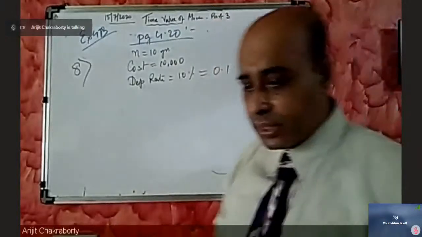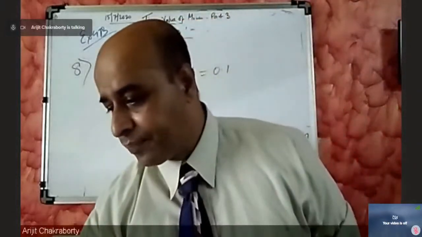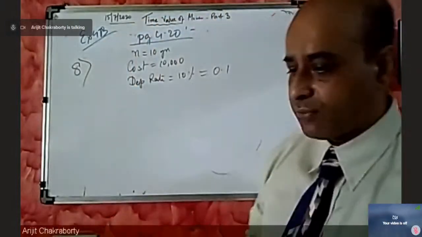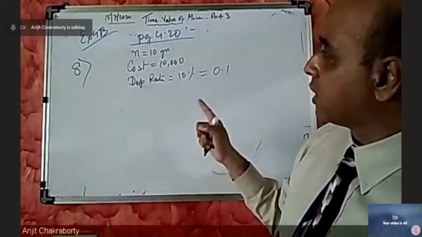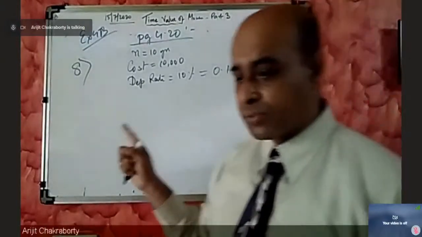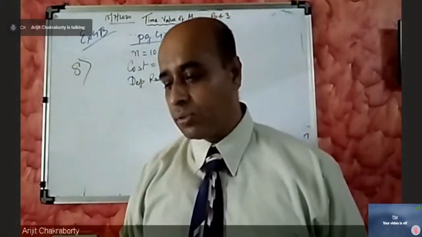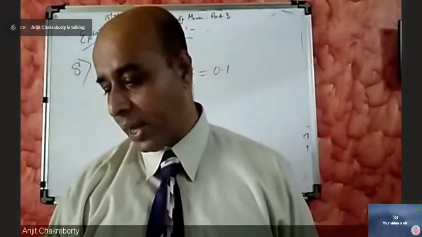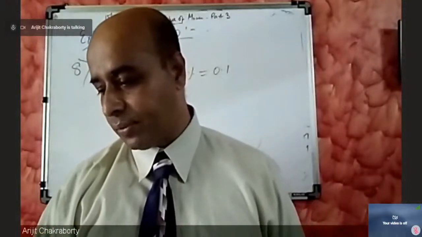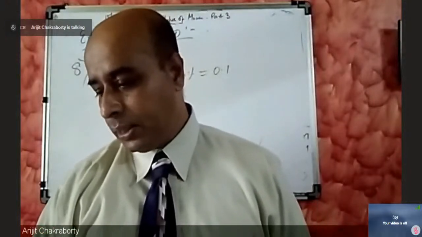So you have the original amount given. The useful life of the machine is 10 years. The cost is given. And you have to find out what is going to be the scrap value of the machine.